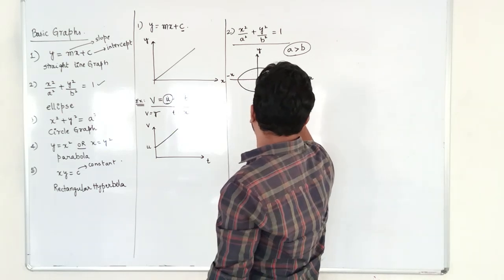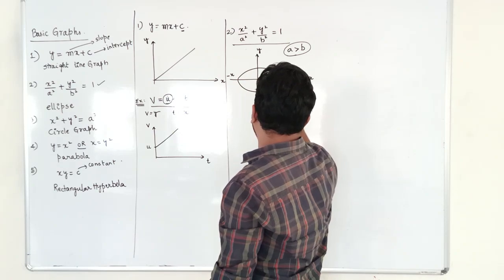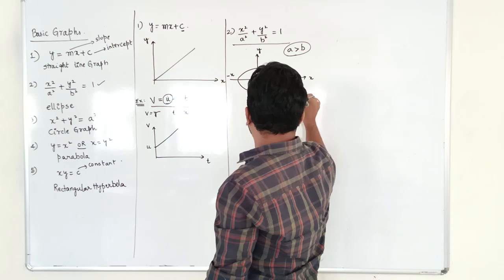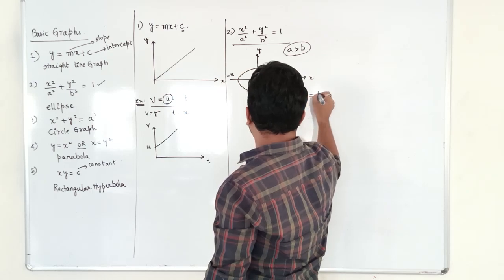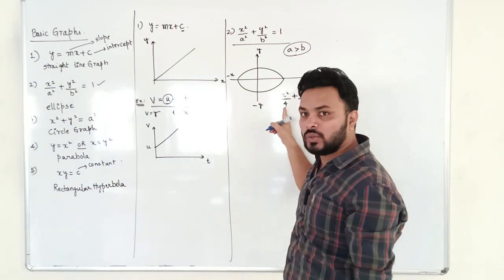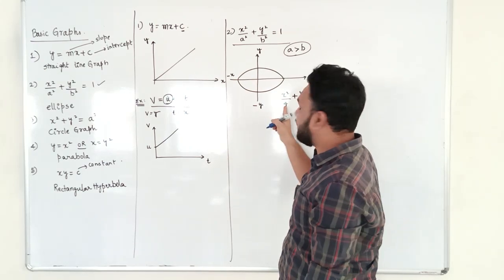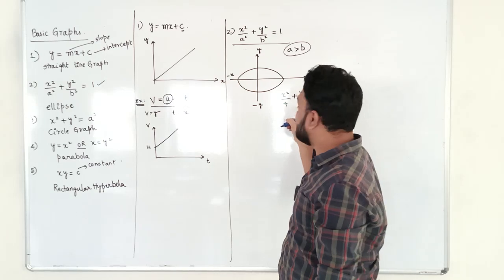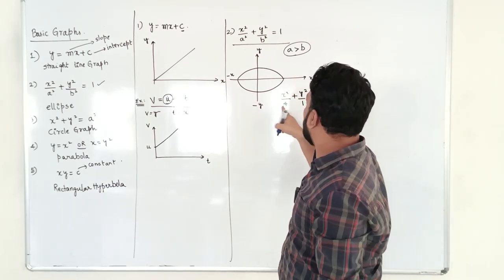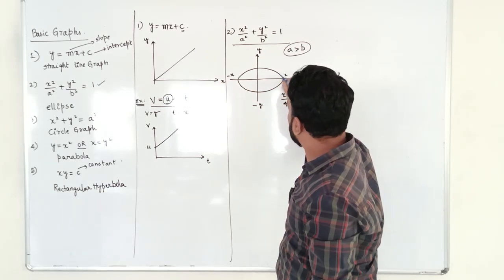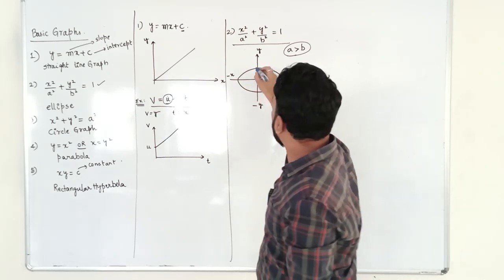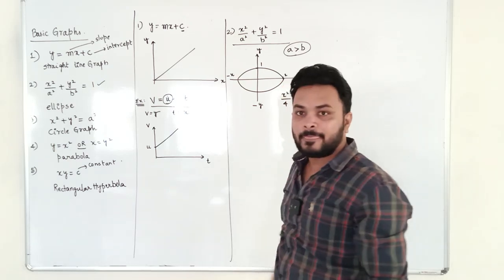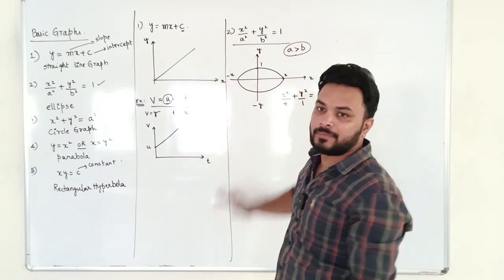Let's say x square divided by 4 plus y square divided by 1 equal to 1. What is a? a is 2, no? a square is 4, but a is 2. What is b? b equals 1. So a greater than b. What is a? Here it is 2. We can consider it as 2. Now here it is 1. Right? So this is the ellipse part.